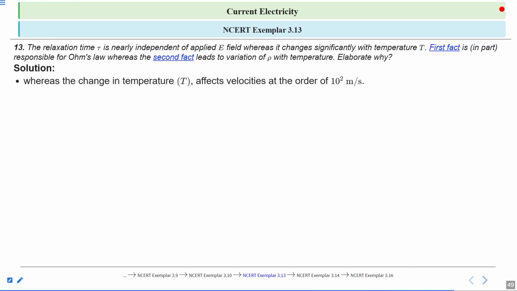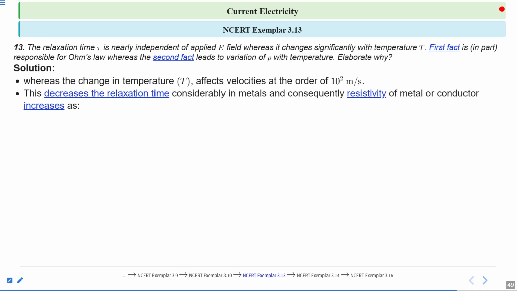Whereas the change in temperature affects the velocity at the order of 10 raised to 2 meter per second. If we change the temperature, the velocity can be affected by that amount, which is significant. This large change in velocity will decrease the relaxation time considerably in metals and consequently the resistivity of a metal or conductor increases.